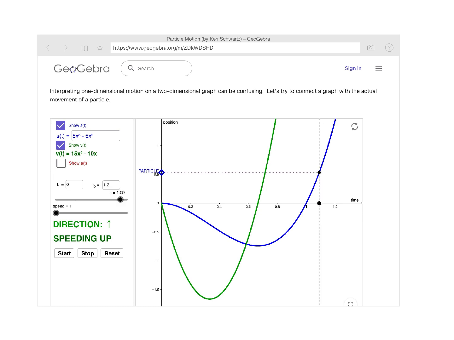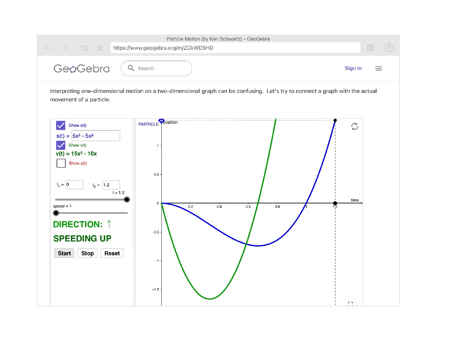Let's see the two together with the particle moving. And when you're studying this one, have a look at what it says on the left-hand side. You have direction and speeding up, so it's telling you what is happening to the function. Let's do this one more time. So the direction is down and it's speeding up. No, the direction is up and it's speeding up.